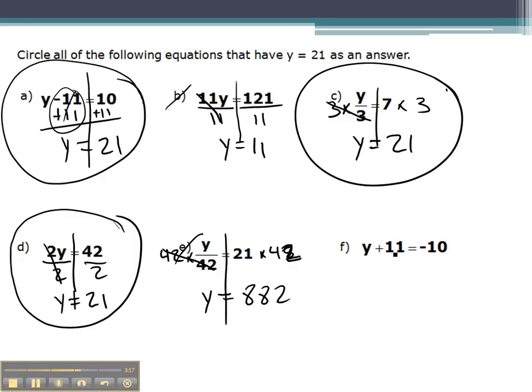On F, we're adding 11 to y. We undo that addition with the inverse operation, which is subtracting 11 from both sides. Plus 11 minus 11 is 0, so we're left with y on the left side. On the right side, when you're adding integers and the sign is the same, you find the sum, so add them, and we get 21, and we keep that sign, negative 21. So y equals negative 21, not positive 21, so we can rule out F also.